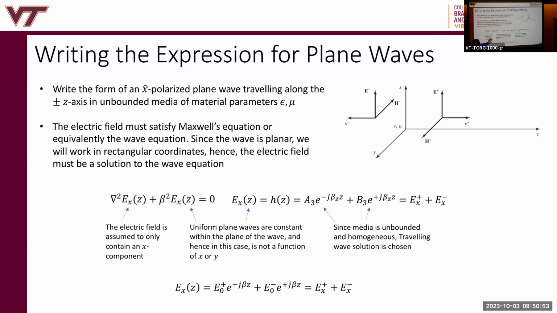Good, very nice. So there's only an x component of E, right? E is parallel to the x-axis. So we only need to solve the scalar wave equation for E_x. If we solve this, then we get E_x, right? So del squared E_x plus beta squared E_x equals 0. Now we need to solve this, and we know the solutions from last lecture. E_x is equal to a function of z only. Why?